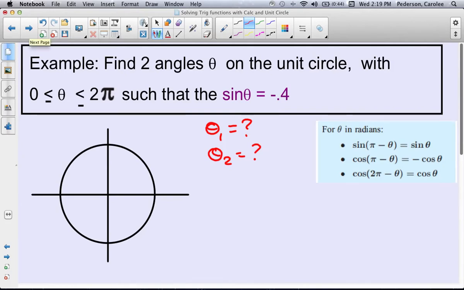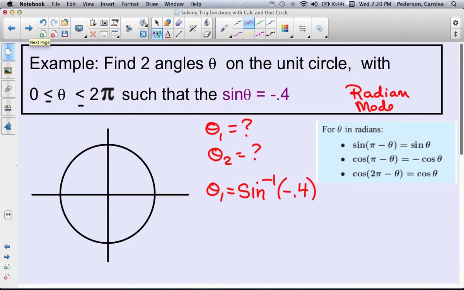Remember, you can always pause if you need more time to write these problems down. So to find the angle of theta, let's say theta 1, we use inverse trigonometry with our calculator. So sine inverse of negative 0.4. And you'd enter that in your calculator. If we want it to be in radians, we want to make sure our calculator is in radian mode, not in degree mode.